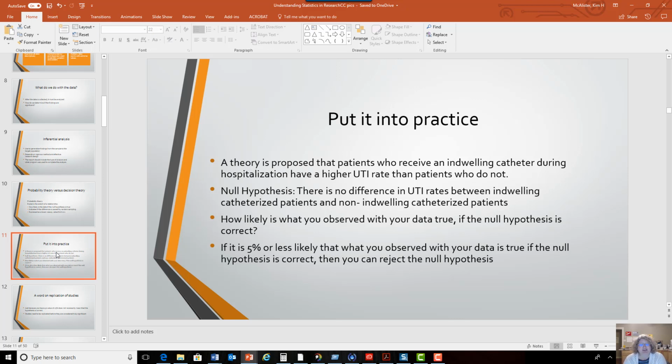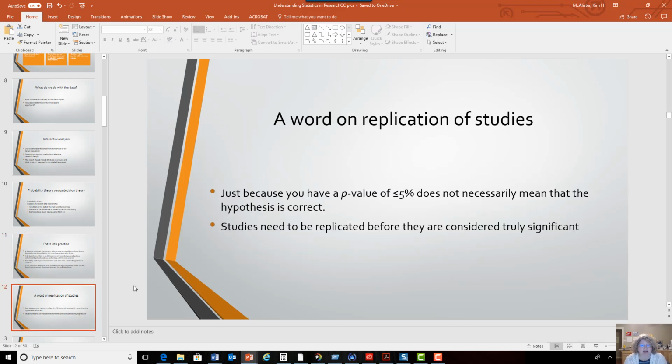So if there's a 5% or less chance that the null hypothesis is true, let me say that again. If there is a 5% or less likelihood that your data is true if the null hypothesis is correct, then you can reject the null hypothesis. Look at that carefully and take that in so that it's not confusing.